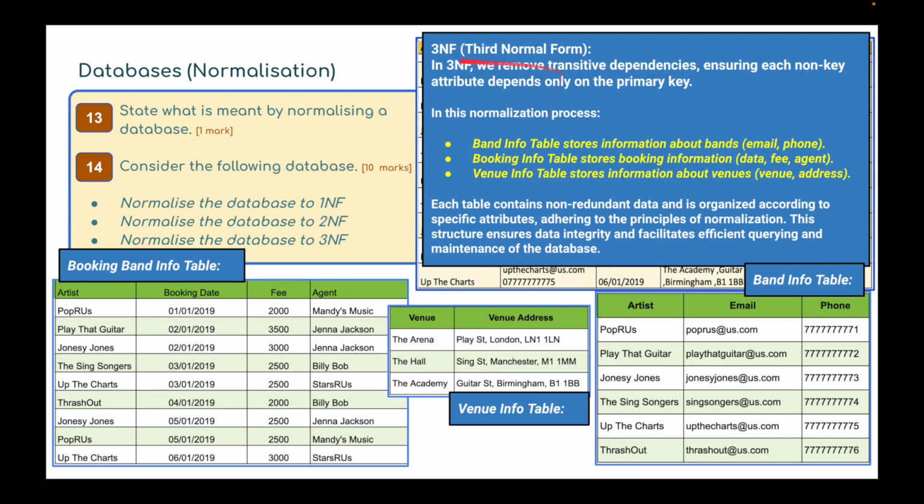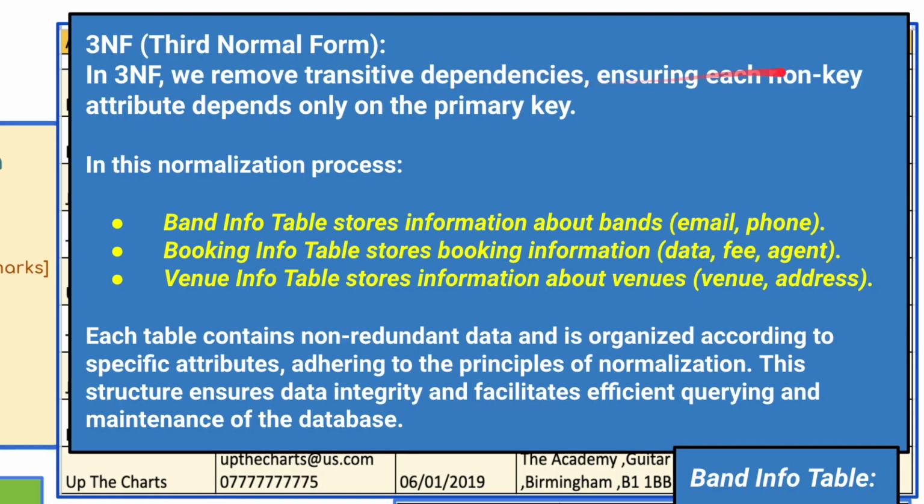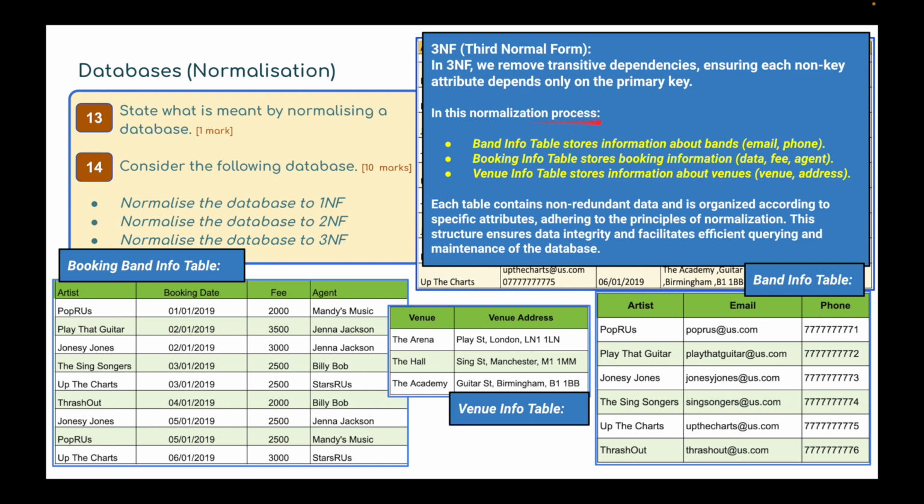Third normal form, 3NF, we remove transitive dependencies, ensuring each non-key attribute depends on the primary key, which I mentioned before. In this normalization process, the band info stores information about the bands, i.e. their email address and the phone number. The booking info table stores booking information, i.e. booking date, fee, and agent. And the venue info table stores information about venues.